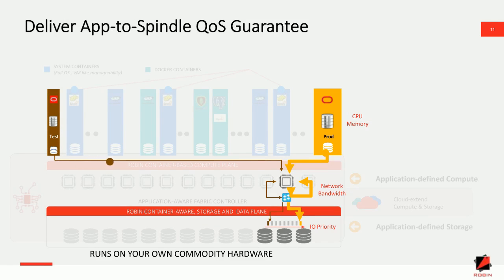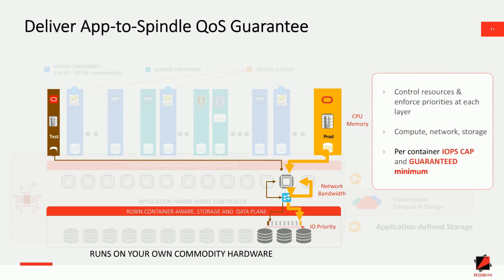One of the marquee features of the product is app-to-spindle quality of service guarantee. What that means is, given the combination of storage and containers, we can control resources and enforce priorities at each layer. What are these layers? Compute. We can control CPU and memory at the container level. Network. We can tag packets so that the QoS policy set up on your switch or router can be honored. And then at storage, we can control IOPS.